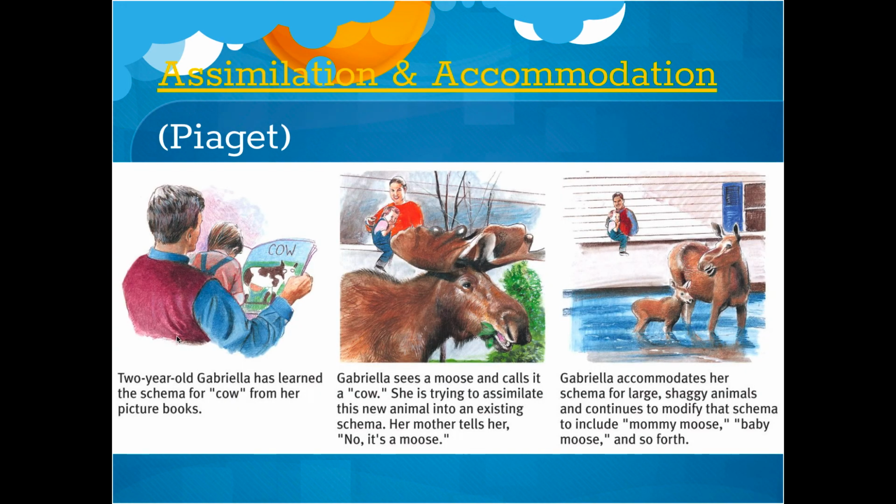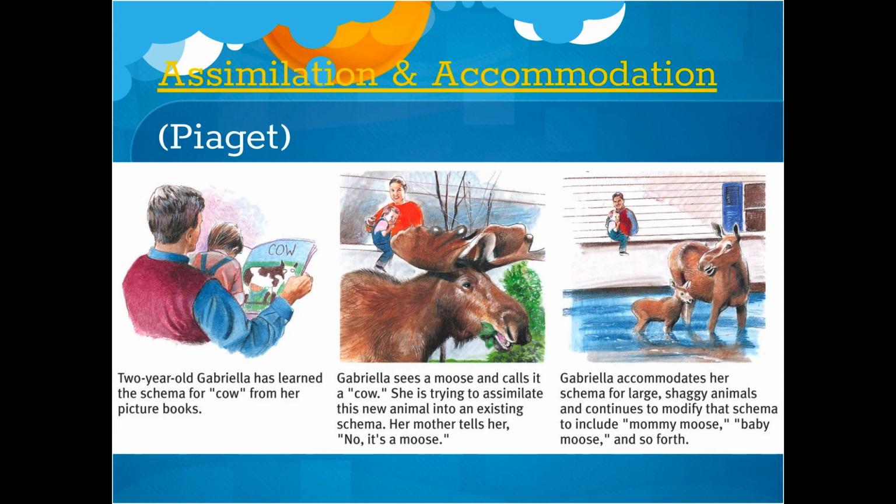This is another example. We have 2-year-old Gabriella who's learned the schema for cow from the picture books that she's being read. Gabriella is out and she sees a moose and calls it a cow. So she's trying to assimilate. She's trying to take a new animal that she's never seen before and fit it into an existing schema or blend it into an existing schema.